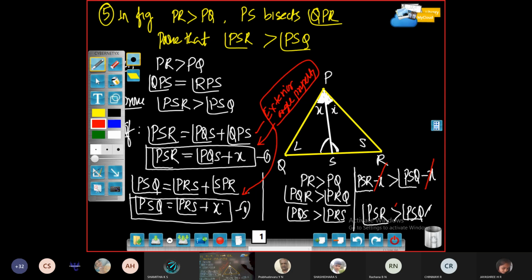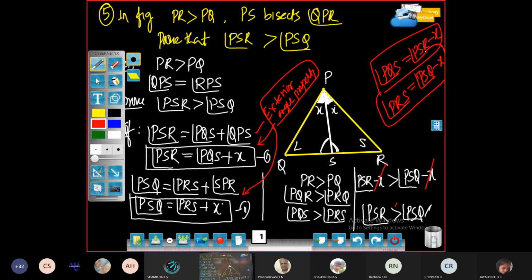And how did you get this one? You can write it as PQS is equal to PSR minus X. This is from equation 1. Then PRS angle is PSQ minus X. This is from equation 2. From 1 and 2, we have substituted here. Is it clear to all of you? Yes, sir.